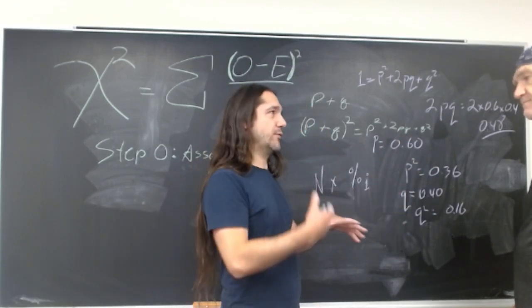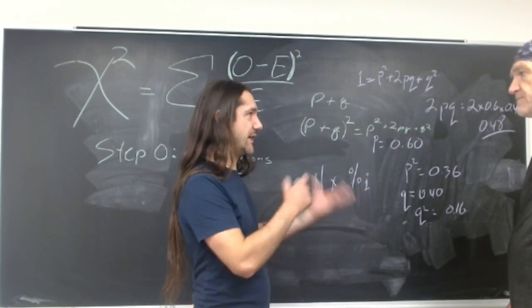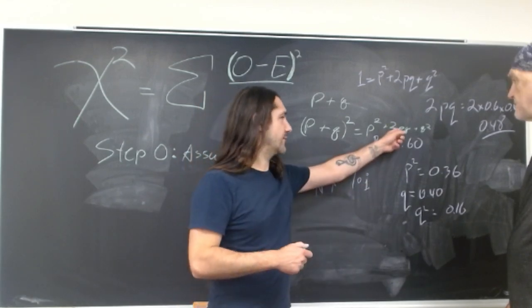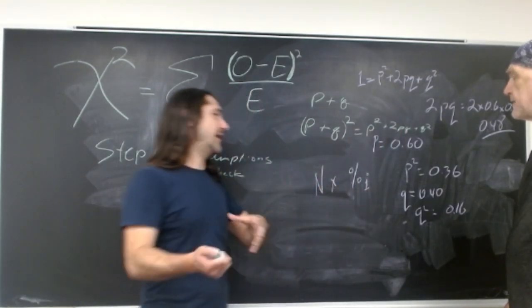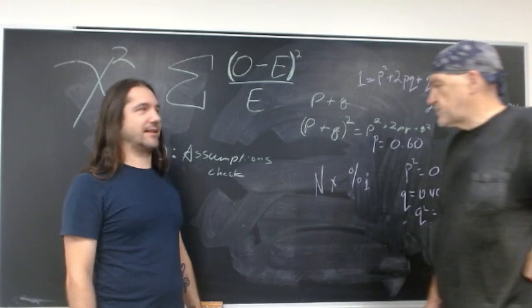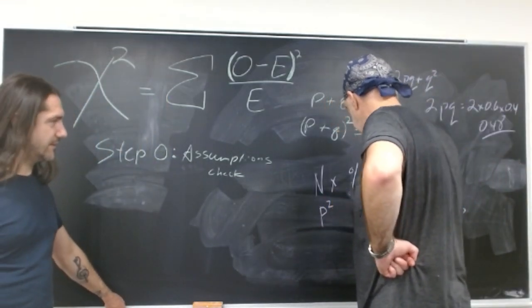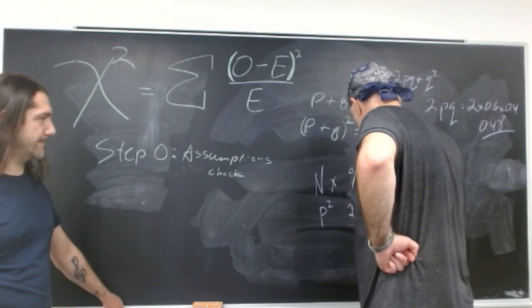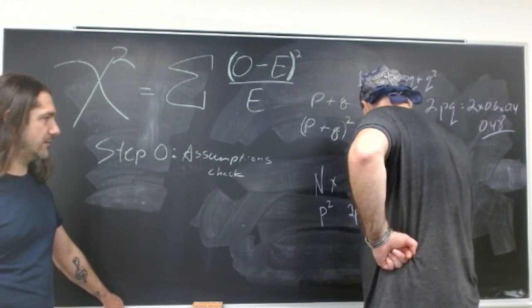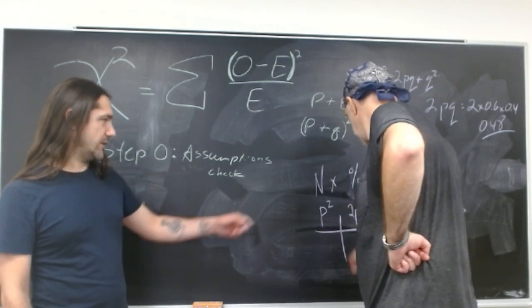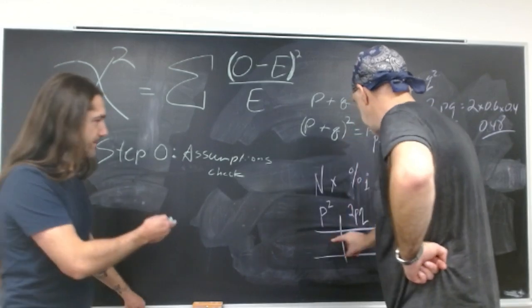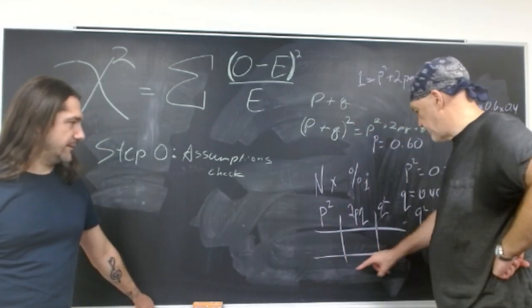And then you do an observation study to count how many phenotypes you see that correspond to these genotypes, and go from there. Exactly. If we were to set that up, we would have 3 categories: the p squared category, the 2pq category, and the q squared category. Then you'd have your observed, and then you'd have your expected.